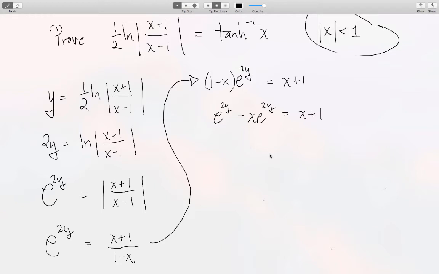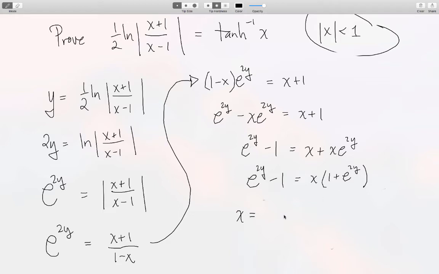Let's see, we want to put all the x's on the same side, so why don't we go x plus x e to the 2y, and then minus 1, we'll have e to the 2y minus 1, and factoring out the x, it looks like this. Solving for the x, I'm going to divide both sides by this thing. I'll have e to the power 2y minus 1 as the numerator, divided by 1 plus e to the 2y.